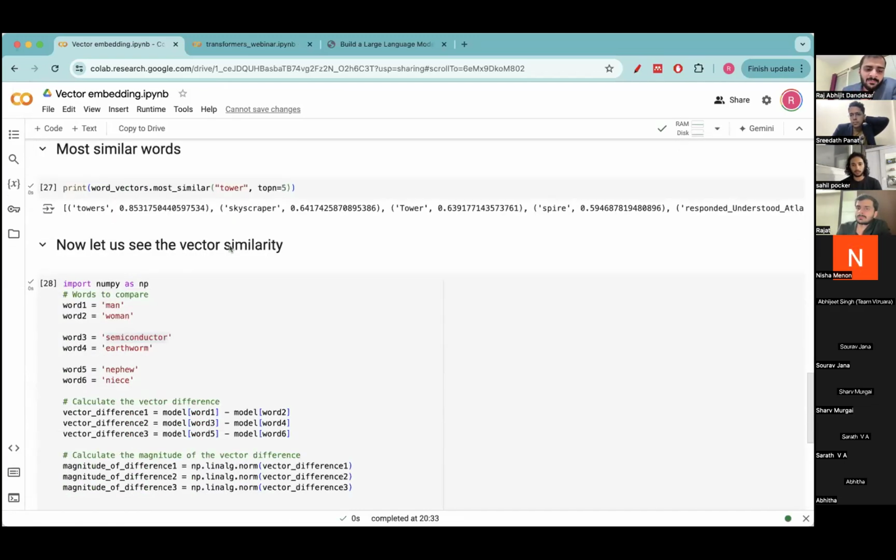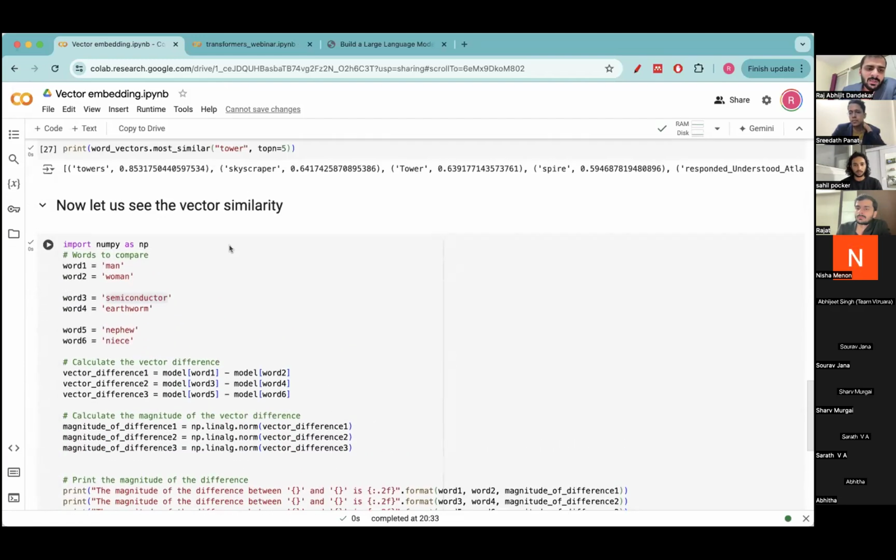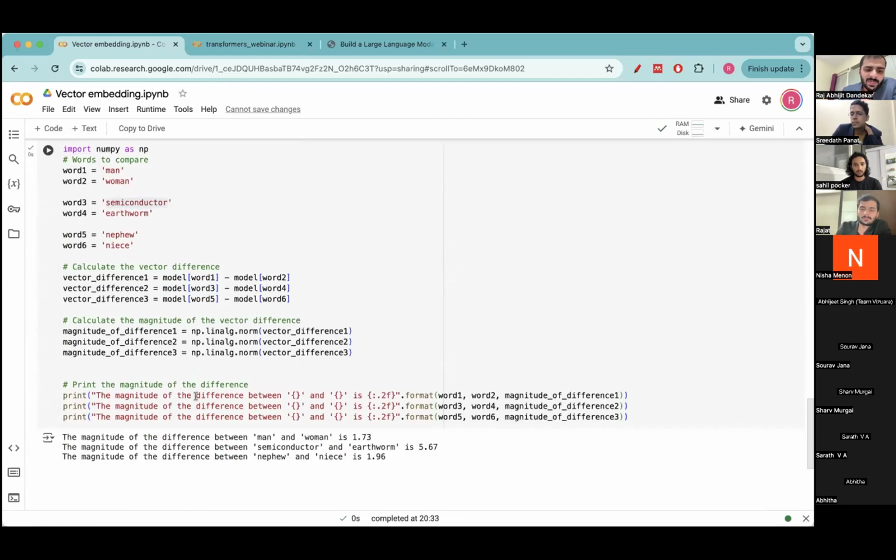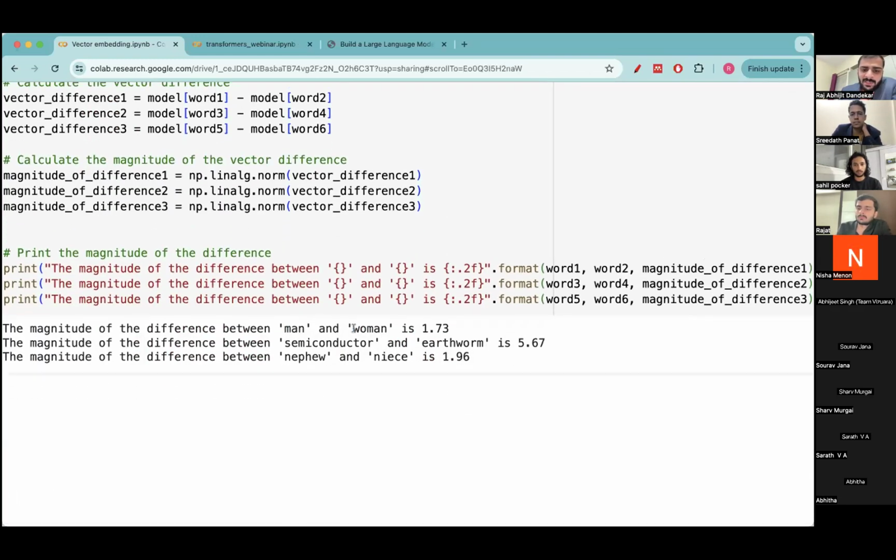They are not random. We can even plot the difference between the vectors. So for example, man and woman, the difference is 1.73. Nephew and niece, it's 1.96, because they are related to each other. But if you plot the difference between semiconductor and earthworm, you can see that it's very, very high.